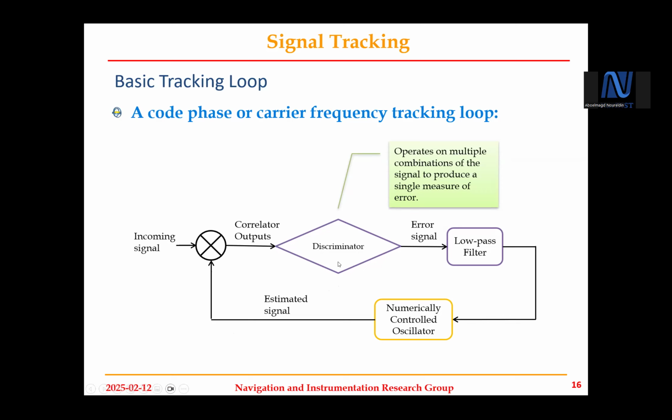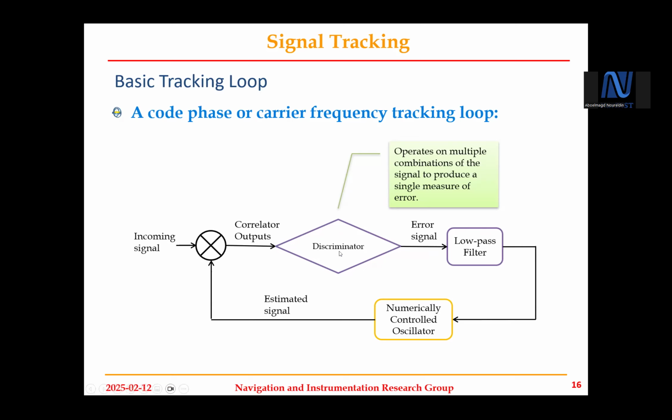This discriminator here measures how much the difference is. For the code phase, it will tell me your signal is a bit advanced in time or delayed. In frequency, it will tell me your estimated Doppler is higher than the actual or incoming one, or less than that. So I keep adjusting myself.